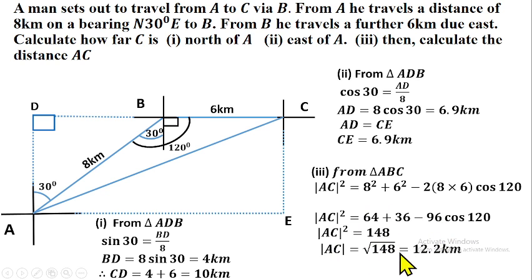Then to find our AC, find the square root of 148, and that will give us 12.2 kilometers as the distance between A and C. So that's the solution to that question. It's a challenging question, but I must tell you that it's a simple question if you follow it step by step.